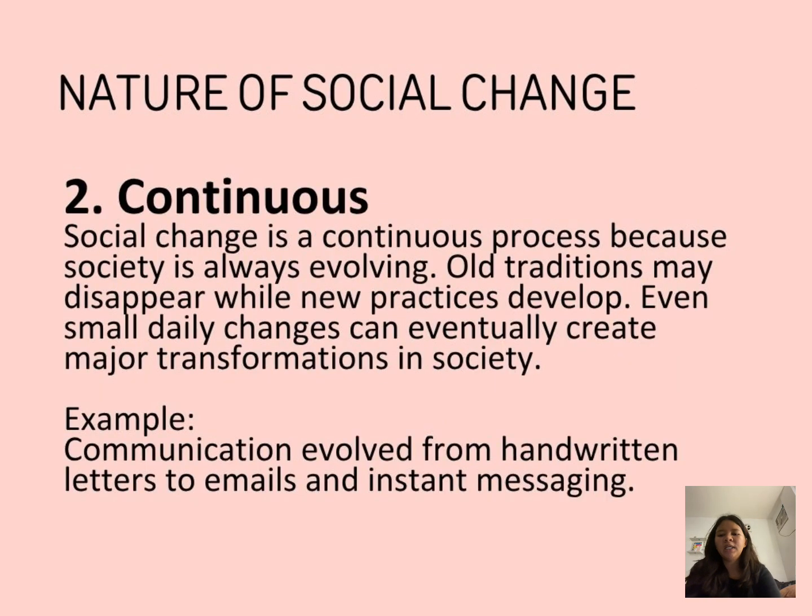Number two, continuous. Social change is a continuous process because society is always evolving. Traditions may disappear while new practices develop. Even small daily changes can eventually create major transformations in society. For example, communication evolved from handwritten letters to emails and instant messaging.